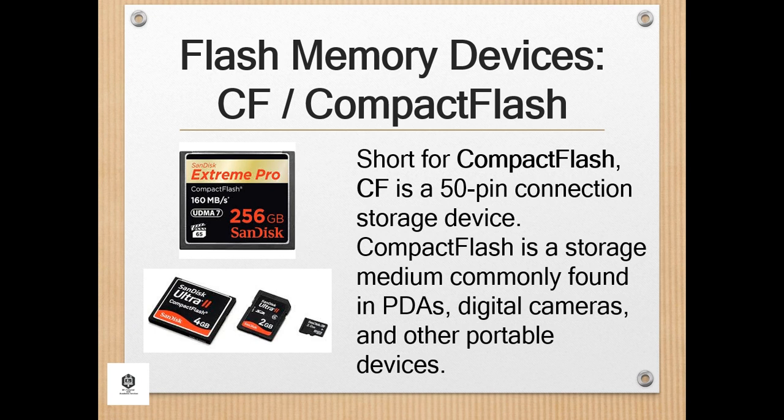The two types of CF cards along with their physical dimensions are Type 1, 43mm by 36mm by 3.3mm, and Type 2, 43mm by 36mm by 5mm.